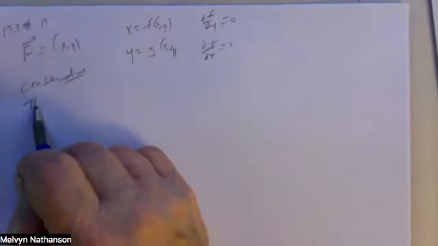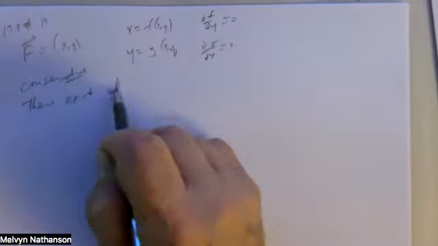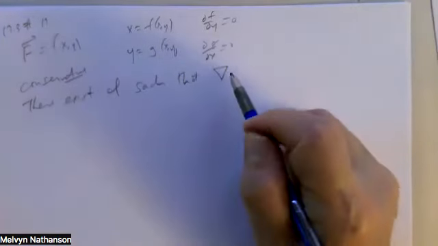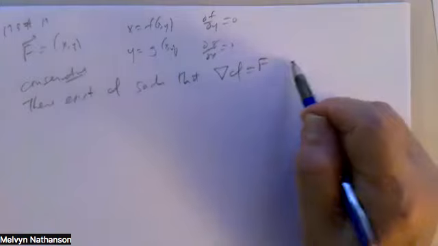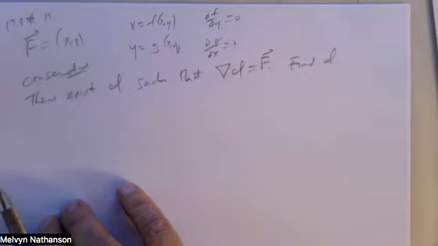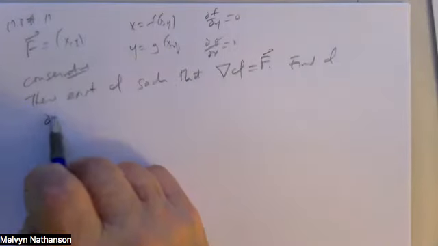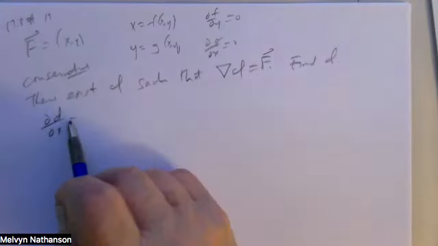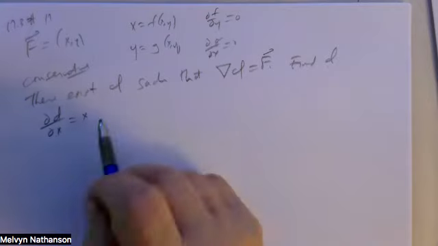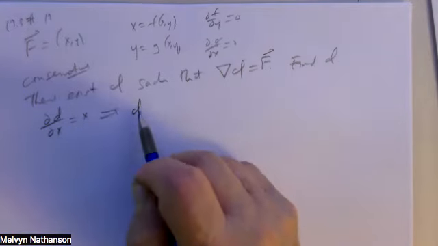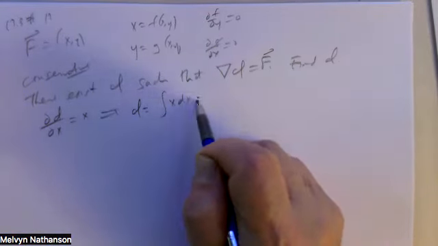That means there exists a function phi such that the gradient of phi is equal to F. So we have the following problem: find the potential function phi. So phi has the property that the partial derivative of phi with respect to x is equal to x. So what is a function phi whose derivative is x? So phi is the integral of x dx.